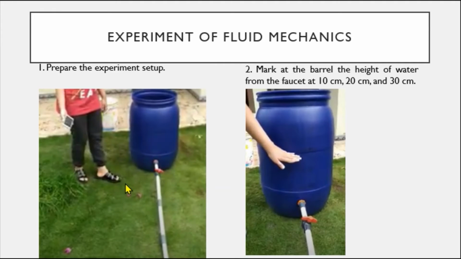Then this is the experiment procedure of the fluid mechanics. First, prepare the experiment setup. Second, mark at the barrel the height of water from the faucet at 10 centimeter, 20 centimeter, and 30 centimeter.